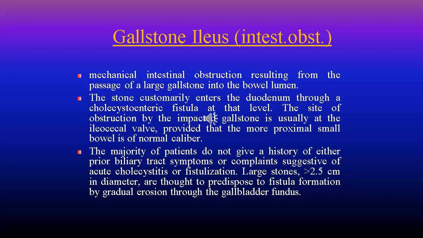As we said before, a complication of acute cholecystitis is gallstone ileus. It is intestinal obstruction. In this patient, a big stone passes through the cholecystoduodenal fistula from the gallbladder to the duodenum. If the stone comes from the gallbladder to the common bile duct and passes through the sphincter of Oddi, it does not cause small intestinal obstruction or gallstone ileus, because these are very small stones. To cause small intestinal obstruction, it should be a large stone, more than 2.5 centimeters, and it passes through the cholecystoduodenal fistula, not through the common bile duct.